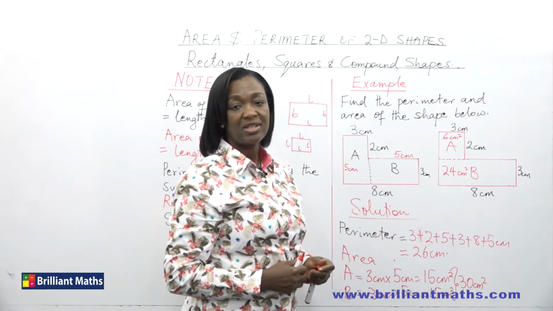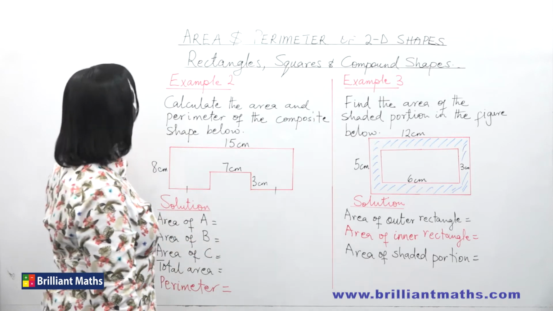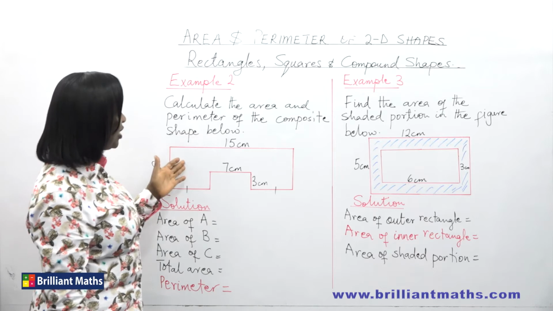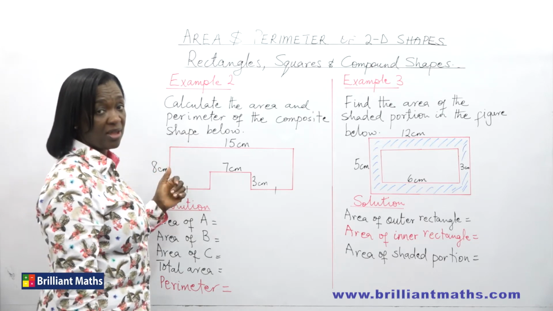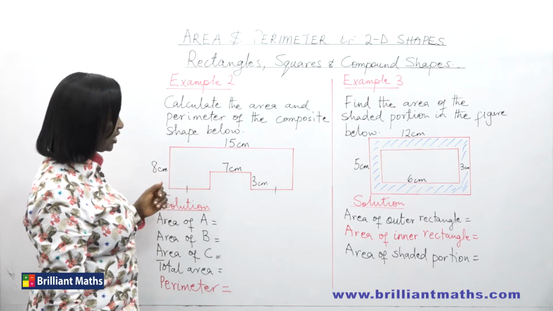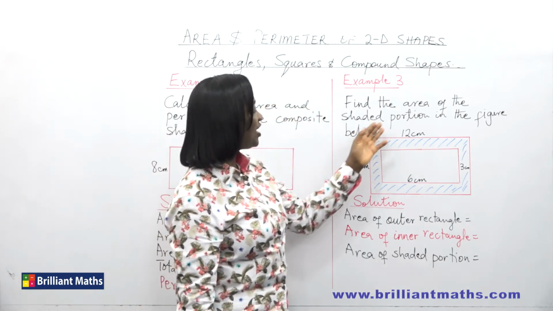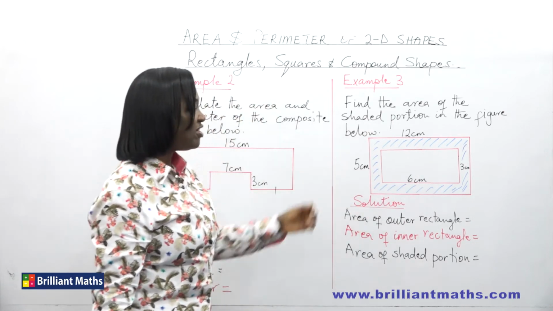Let's look at another example. Here we want to look at example 2 and 3. Example 2 is a composite shape or a compound shape that can be split into rectangles or squares, as the case may be. And how many of it can we get? We'll find out. And example 3 is to find the area of the shaded portion in this shape. Very interesting shape.